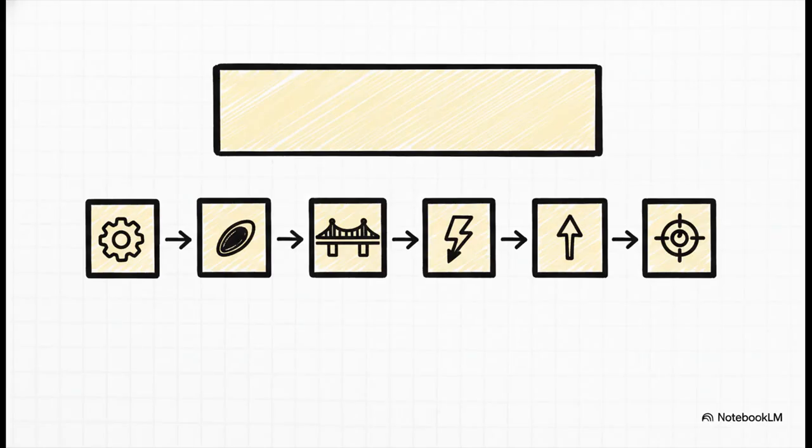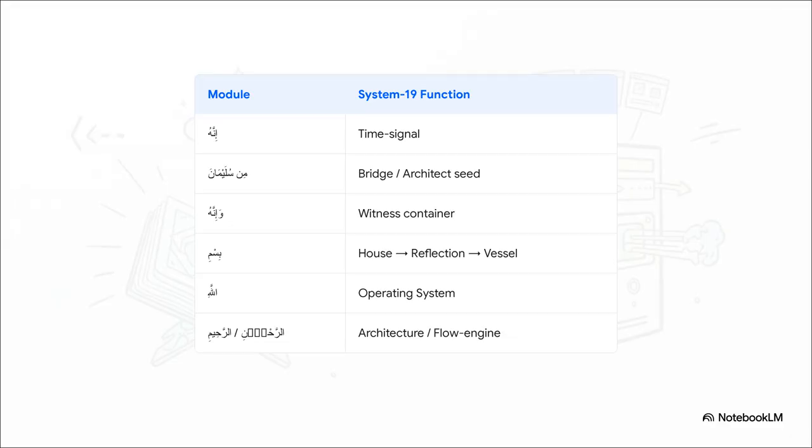And to see how that works, you have to stop looking at it as just words. Instead, it gets broken down into 6 distinct, let's call them, functional modules. Each part of the sentence is given a specific job in the operating system's execution sequence. Let's actually walk through this pipeline from top to bottom, because it's pretty wild.